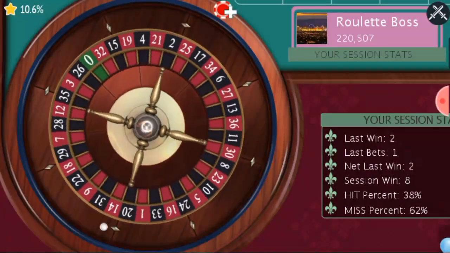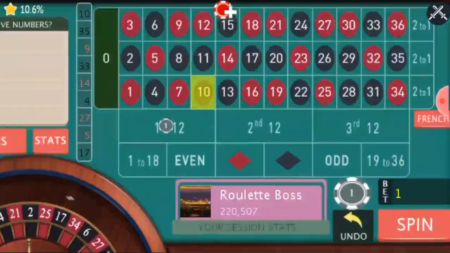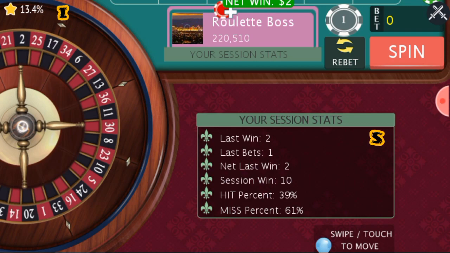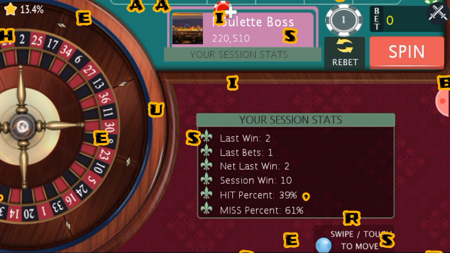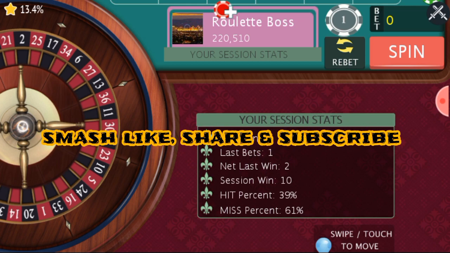Our target is 10 units per session. And we have made our target. We had a win on the first dozen there. So as you can see, we're up 10 units in profit. Now our hit rate is down to 39%, but we still managed to make a 10 units target.